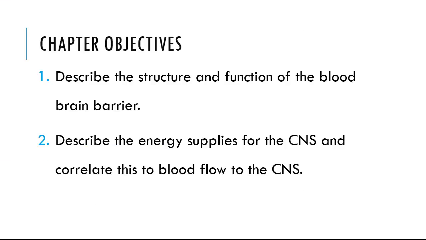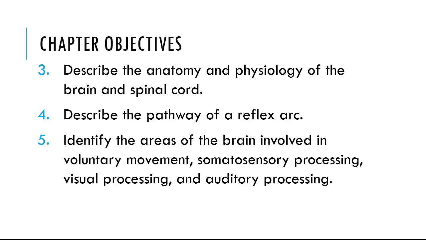If we look at chapter 9, we're going to talk about the structure and the function of the blood barrier. This is new to us. We didn't talk about this in lab, as well as the nutrient sources for the central nervous system. Second thing we're going to talk about is the overall anatomy of the brain and the spinal cord, again, repetition from lab. We're going to review the pathway of a reflex arc, which was kind of warmed up to in lab last week, presented in lab this week.